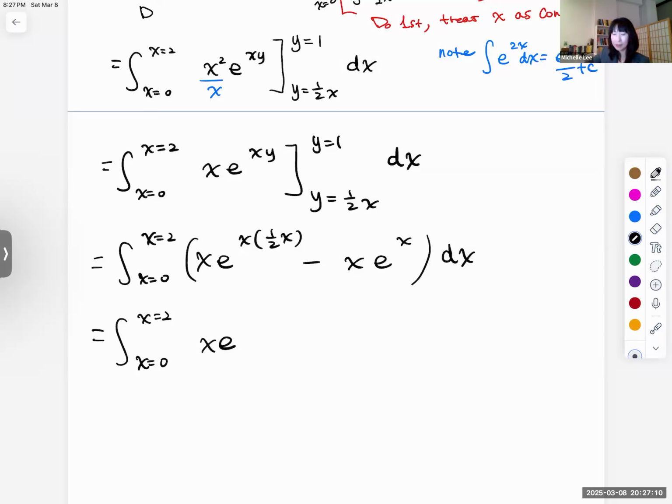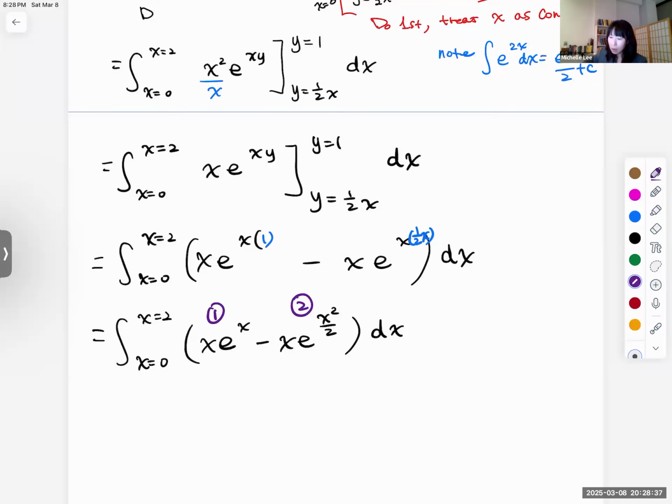Wait a minute, 1 minus, yeah, I'm so crazy today, right? We have to evaluate 1 minus this, yeah? So it should be reversed. So let's reverse. Crazy today. Let me change. Okay, so I rearrange. So substitute y equal to 1 first, then y equal to 1/2 x there, right?